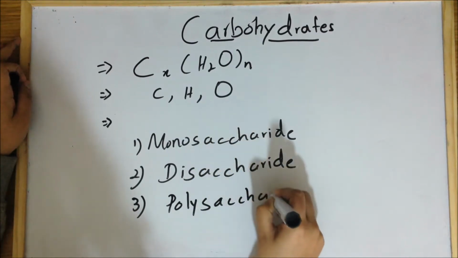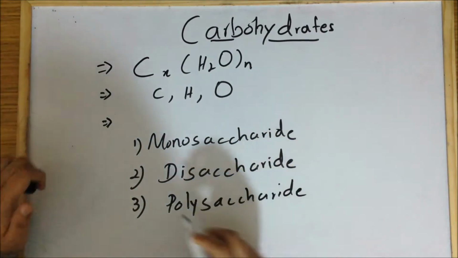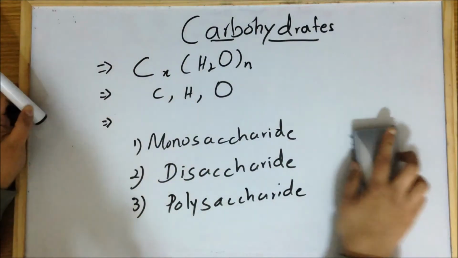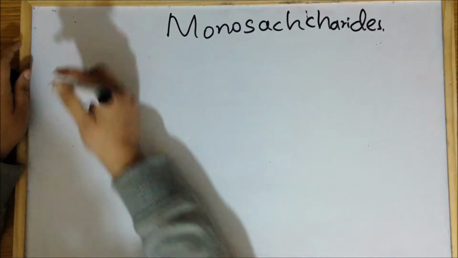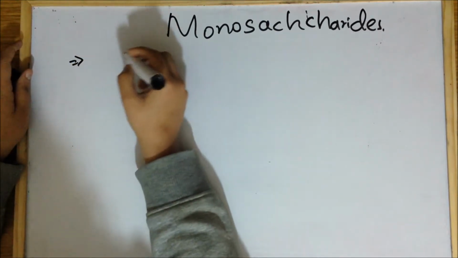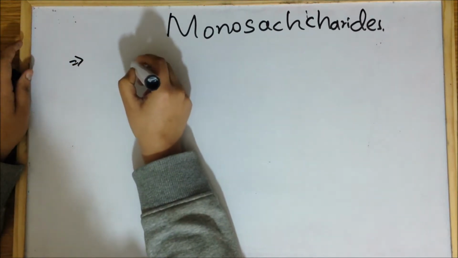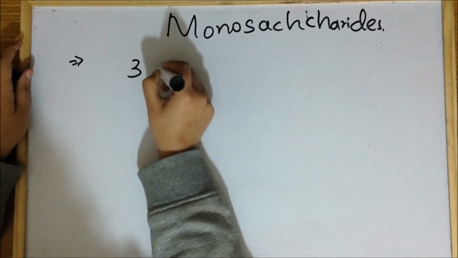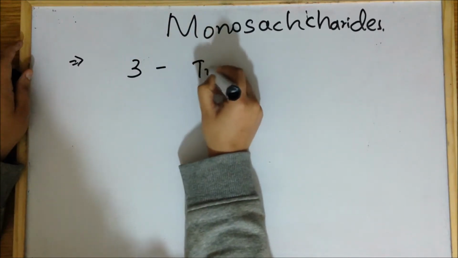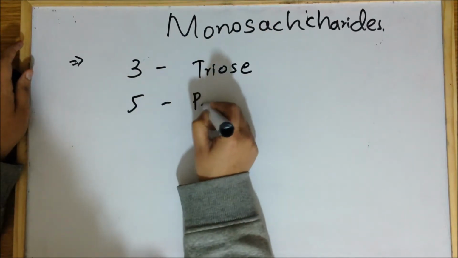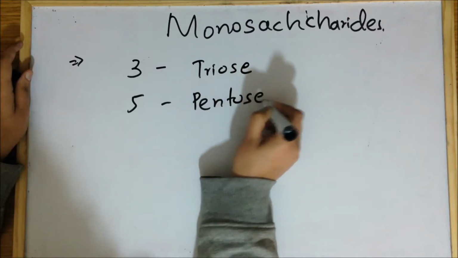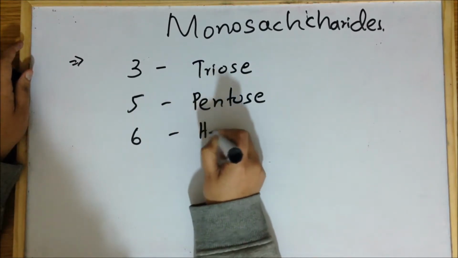So monosaccharides are the basic unit of a carbohydrate. Now let's see some details on monosaccharides. Depending on the number of carbon atoms, the name of the monosaccharide varies. If the number of carbon is 3, we call it triose. If it is 5, it's pentose. And if it is 6, it's hexose.